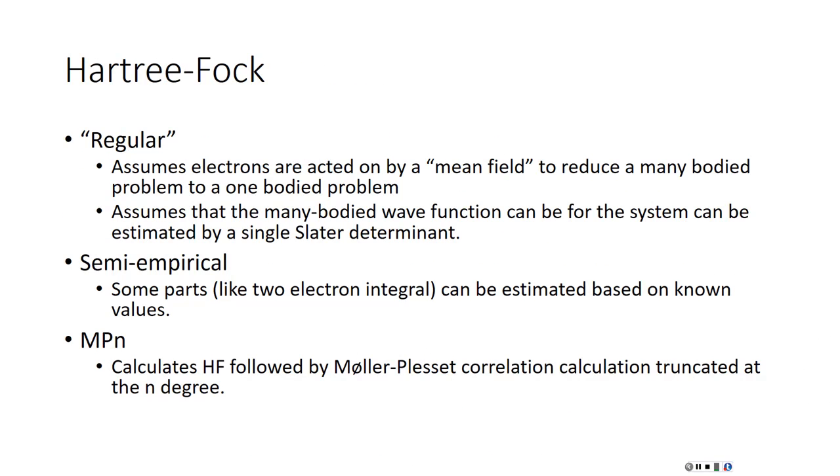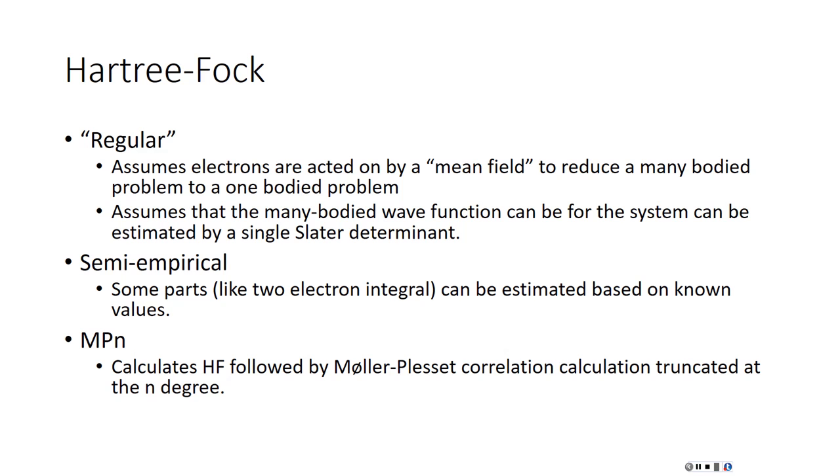But moving on to what we've been learning a lot in class, the Hartree-Fock methods. The regular Hartree-Fock method simplifies the many-body Schrodinger equation in a couple of ways. Firstly, electrons get acted on by a mean field instead of potentially hundreds of other electrons, making it one interaction instead of hundreds of interactions to compute. And then you can estimate the many-bodied wave function as just a single Slater determinant.